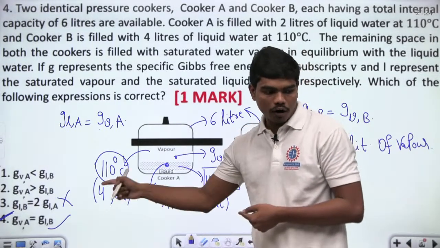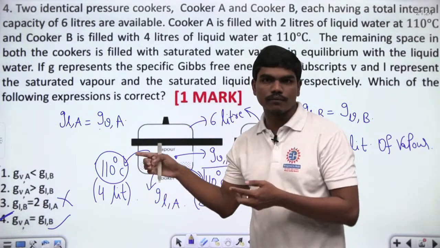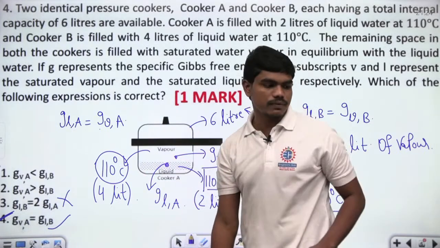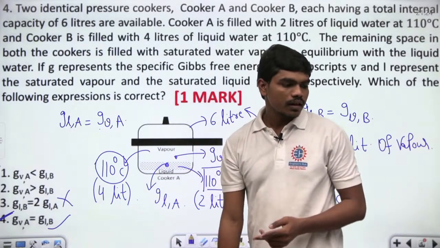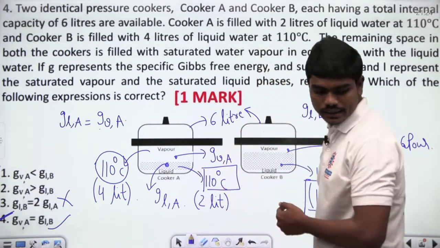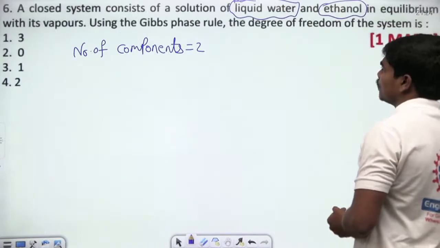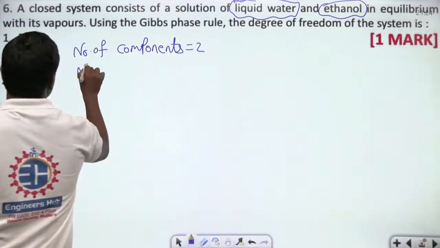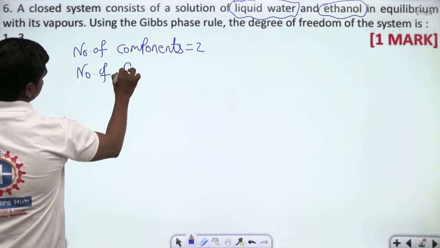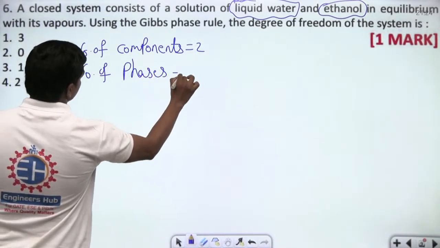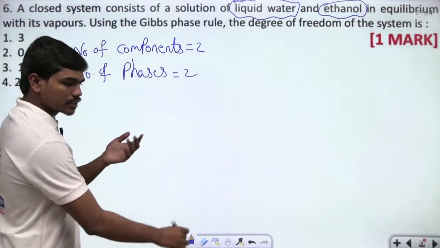Please respond. So how many phases are there within this closed system whenever this liquid is in equilibrium with this vapor? There are 2 phases, correct? So there are 2 phases. So number of components is equal to 2 and number of phases is also 2. So if you try to write the degrees of freedom, yes, correct, Abraham.